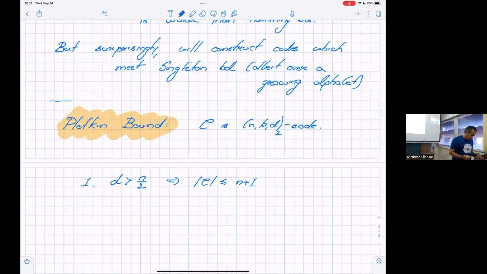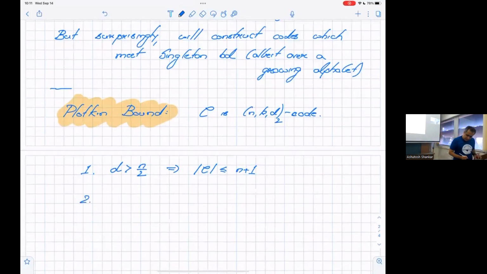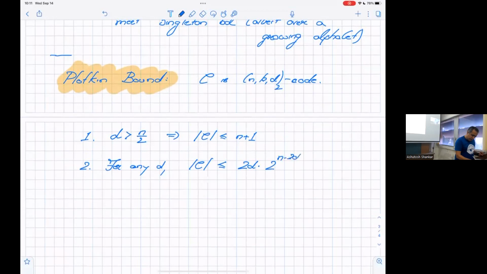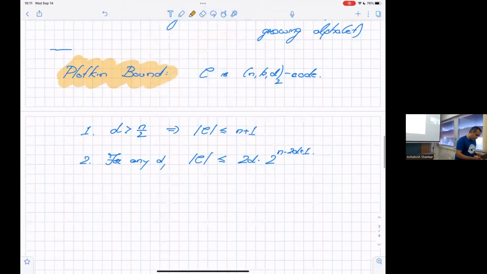Okay. And the corollary of this will be, for any d, the size of C should be less than or equal to 2d times 2 power n minus 2d plus 2, 2d plus 1, plus 1. So these are what is called the Plotkin bound.